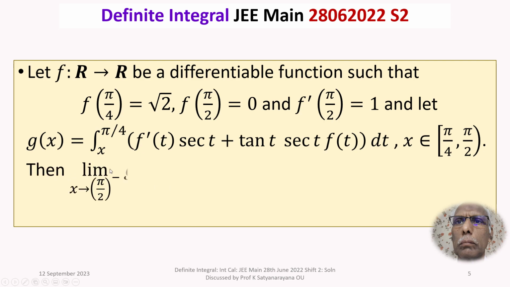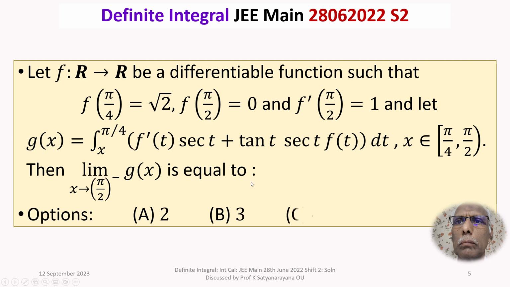Then the limit as x tends to pi by 2 minus of g of x is equal to, and we are given four options. Option A 2, option B 3, option C 4, option D minus 3.